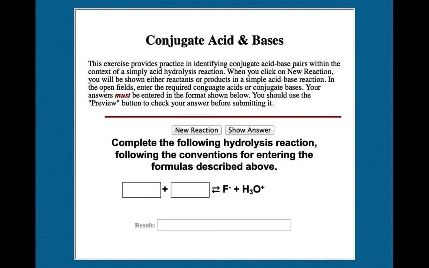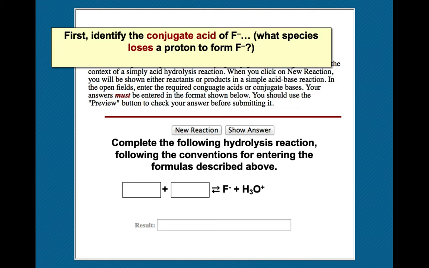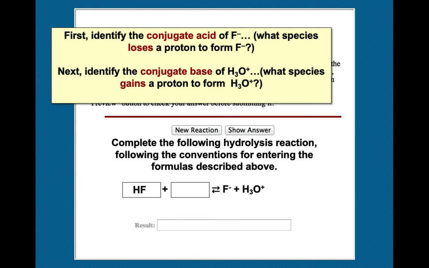As we look at this, something has ionized to give hydronium and fluoride anion. The question you ask is, if this is the conjugate base, what is the conjugate acid? Very simply, if this is the leftovers, we put a proton on it. Here we have hydronium. What was the proton acceptor? That is the Bronsted base. Well, it had to be water. HF plus water, fluoride, hydronium. Let's do another one.